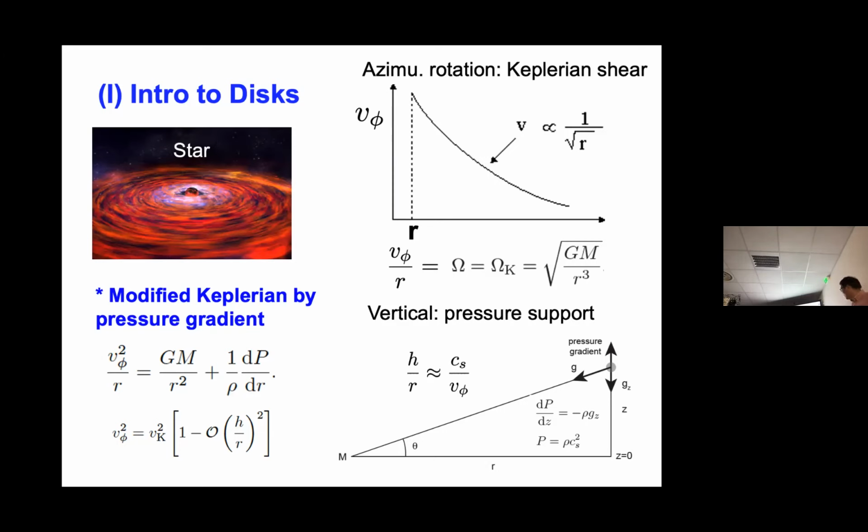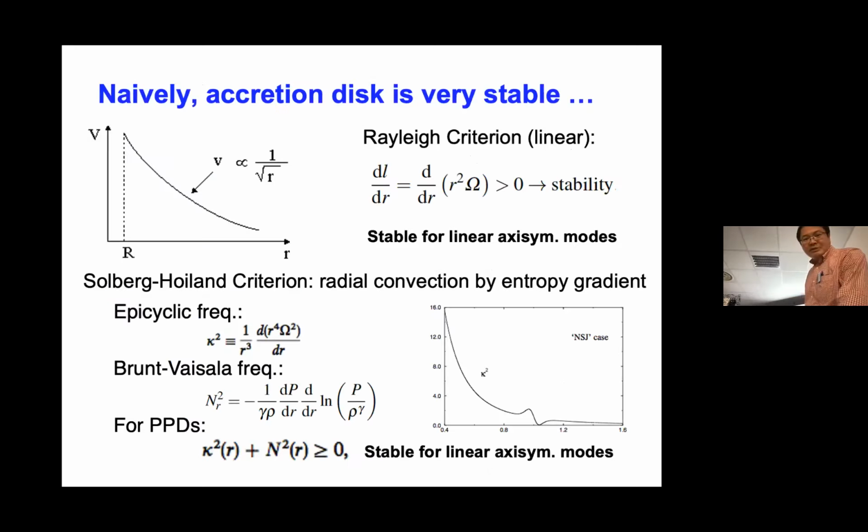So h/r is on the order of the sound speed over the Keplerian velocity. So that's a smallness parameter you want to keep in mind: that disks are usually thin. The thickness is determined by pressure. The pressure also, if you have a radial gradient, modifies the rotation profile by usually deviating from the Keplerian on the order of the h/r scale. So that's kind of the number sense you might have.